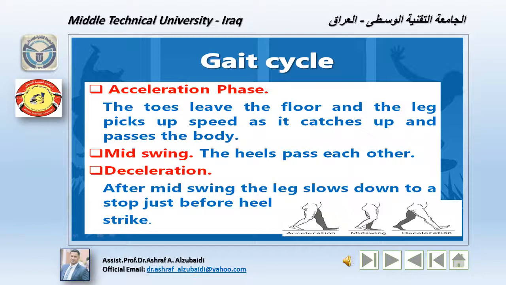The first one is acceleration. This stage happens when the toe leaves the floor and the leg picks up its speed to catch up and pass the body. Then the foot goes to mid swing, when the heels pass each other, and the last stage is deceleration, which happens after mid swing when the leg slows down and stops just before heel strike to start another gait cycle.